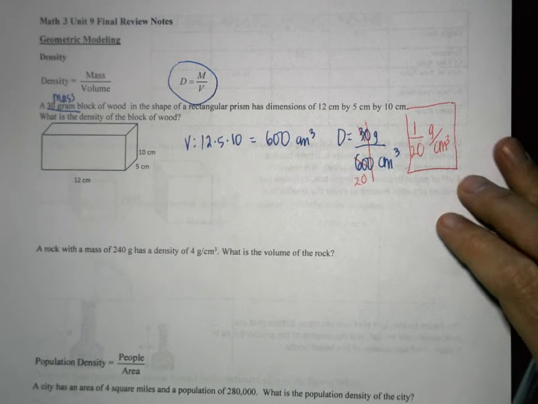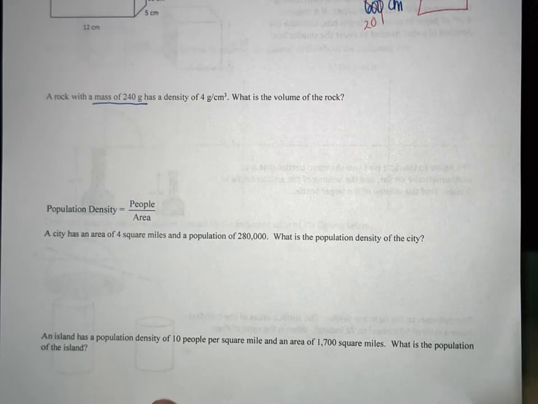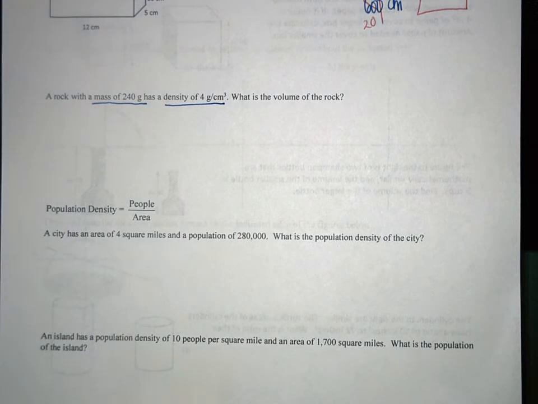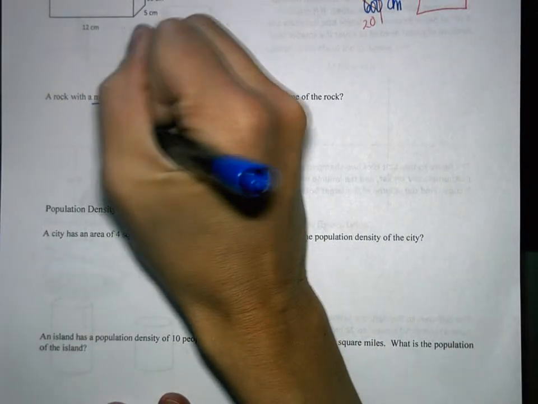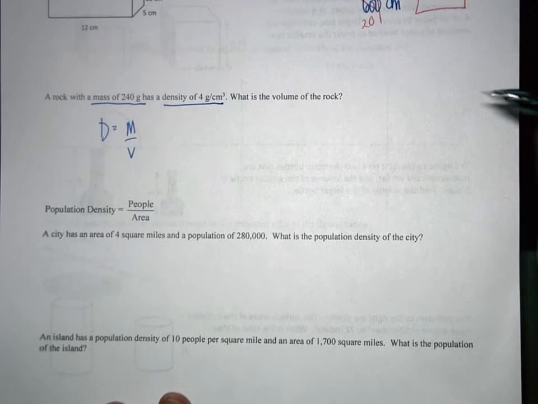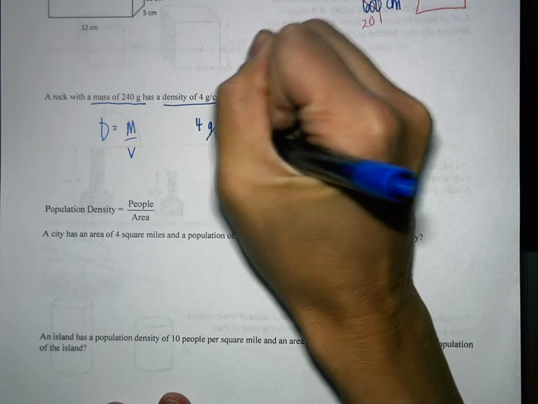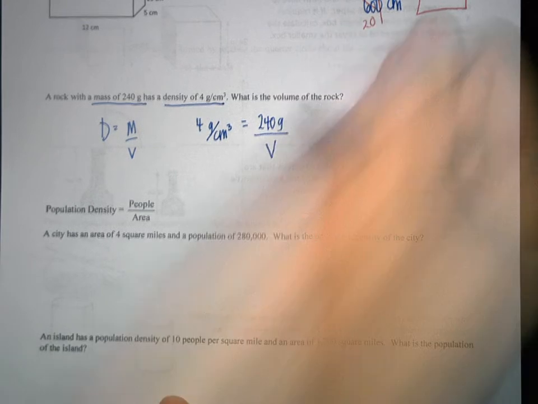Okay. Next example. A rock with a mass, so they're telling you the mass there is 240 grams, has a density of 4 grams per centimeters cubed. So sometimes you have to find different information. So we have the same formula, density equals mass divided by volume. So you have 4 grams per centimeters cubed equals 240 grams divided by V for volume.